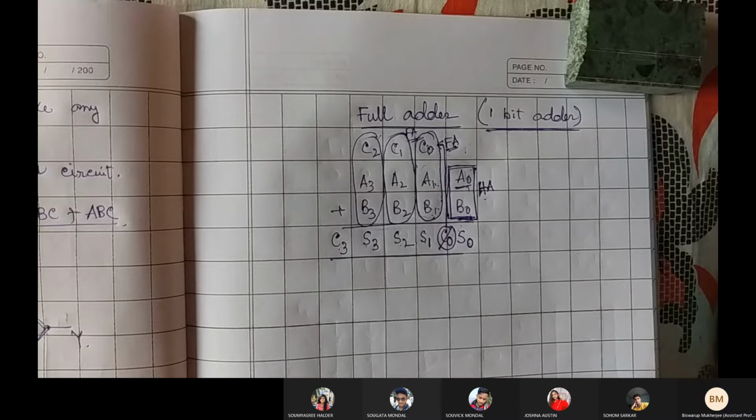Is that clear? এতে কি বোঝা গেছে? Yes, sir.